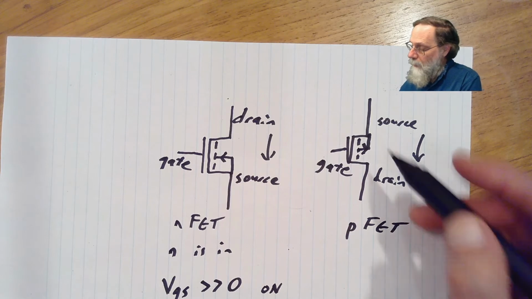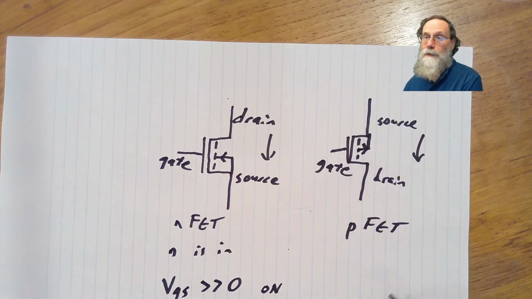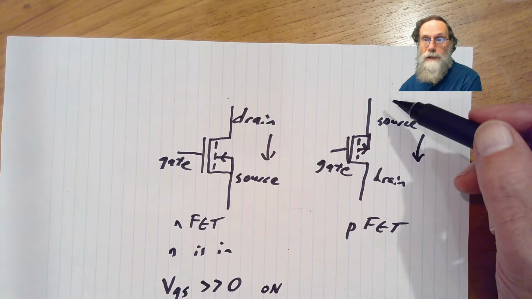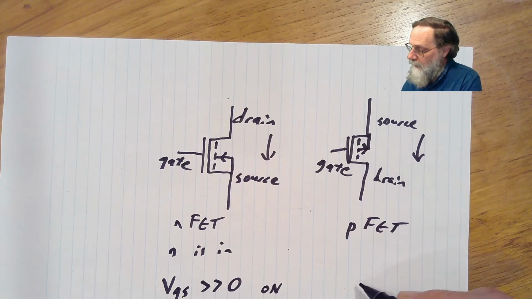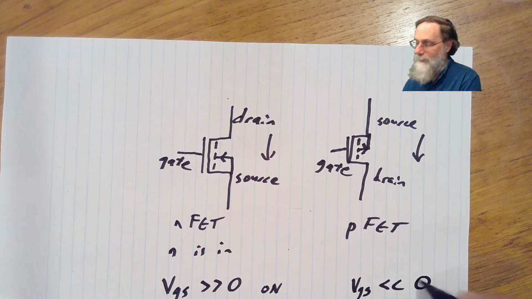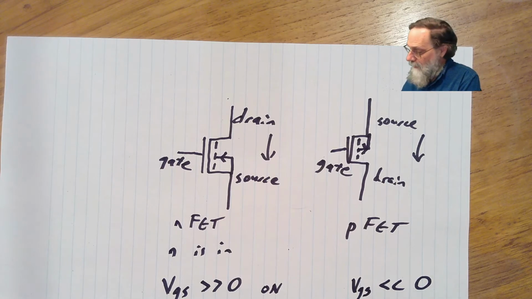Similarly, for a PFET, we're interested again in the gate to source voltage, but source now is the most positive terminal, so we're interested in voltage from gate to source being much less than 0. And again, when it's bigger than some threshold, which is now less than 0, it is off.